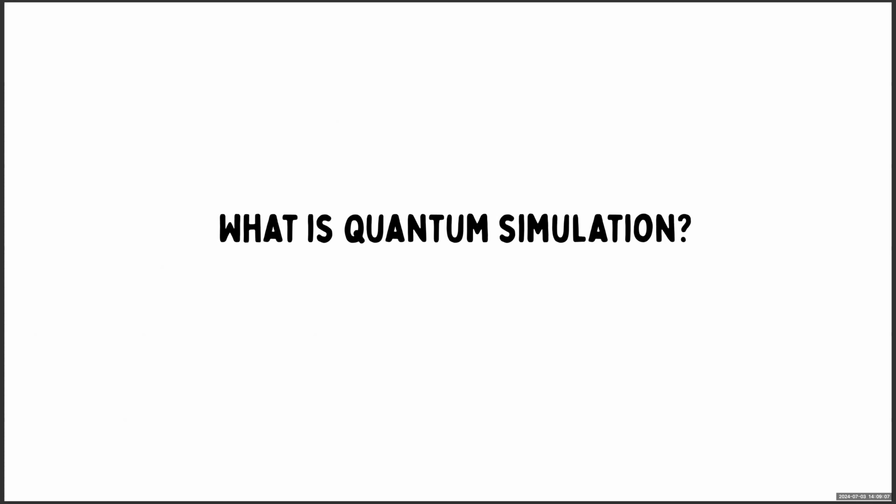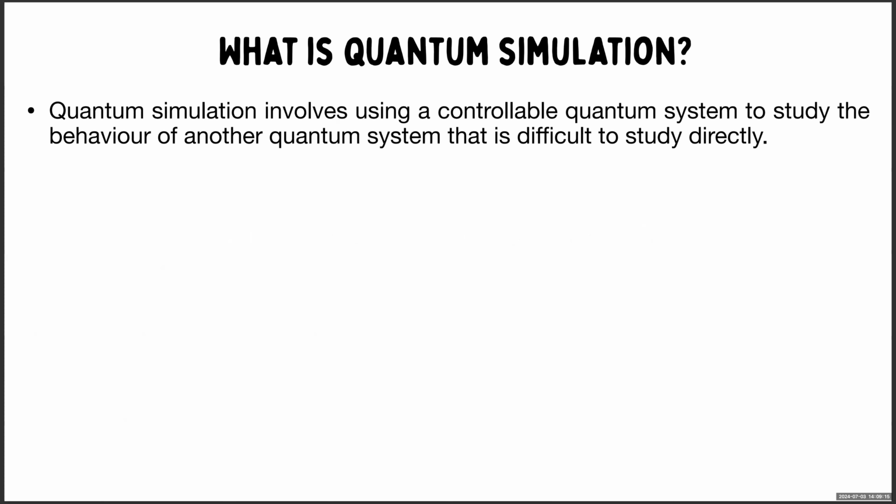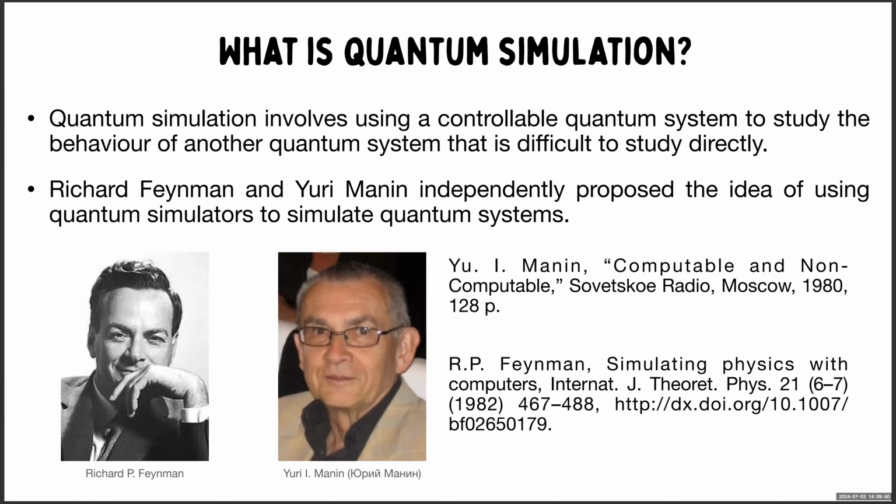We're all here, so I think the most important question, and maybe if you don't know what this is you're going to ask, is: what is quantum simulation? Quantum simulation involves using a controllable quantum system to study the behavior of another quantum system that is difficult to study directly. This idea of using one quantum system to understand the behavior of another was proposed by Richard Feynman and Yuri Manin independently in the 80s. That is all quantum simulation is: we have some controllable quantum system and we want to use it to understand the dynamics of another quantum system, something that we can't study directly. And we'll talk more in detail about why this is important.